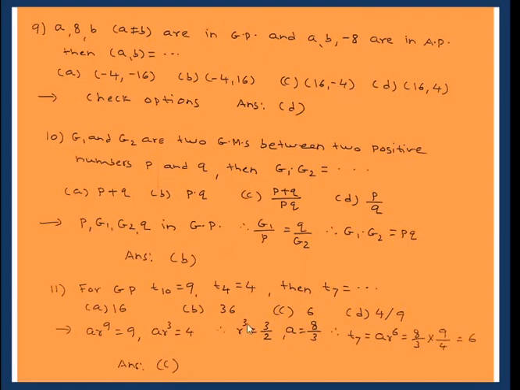If you solve these, you get R cube. You need not find the value of R; R cube is sufficient. R cube is 3 by 2 and A is 8 by 3. Now it is the 7th term. It is A into R raised to 6. R raised to 6 is the square of R cube. So on simplification, you get 6. So the correct option is C, Calcutta.